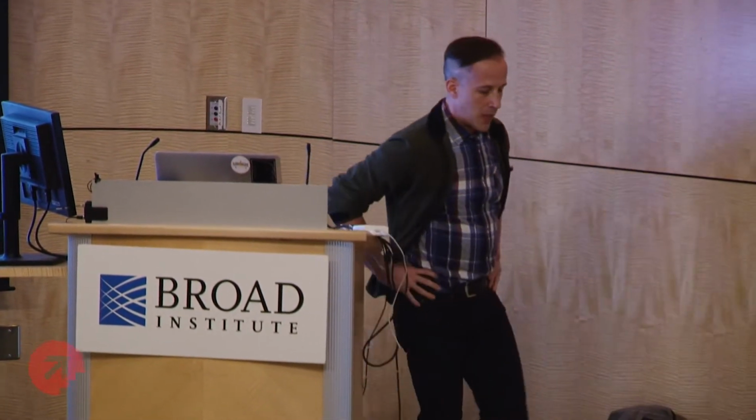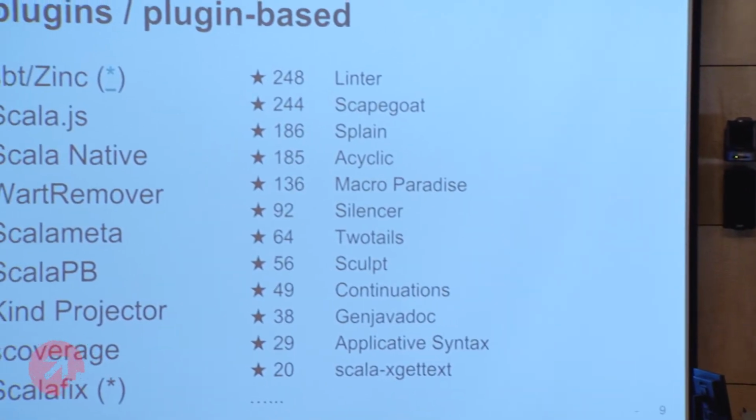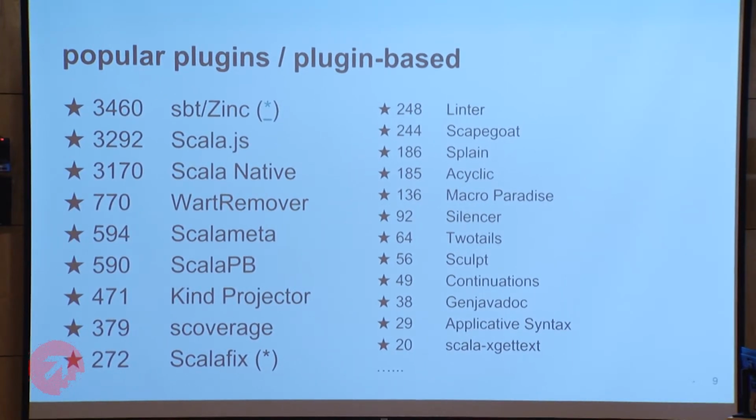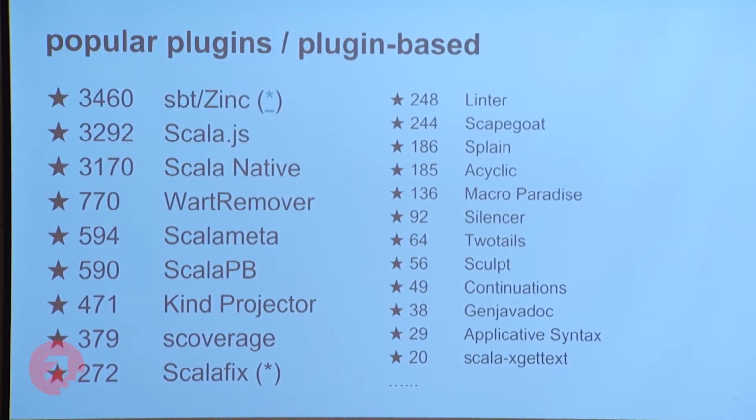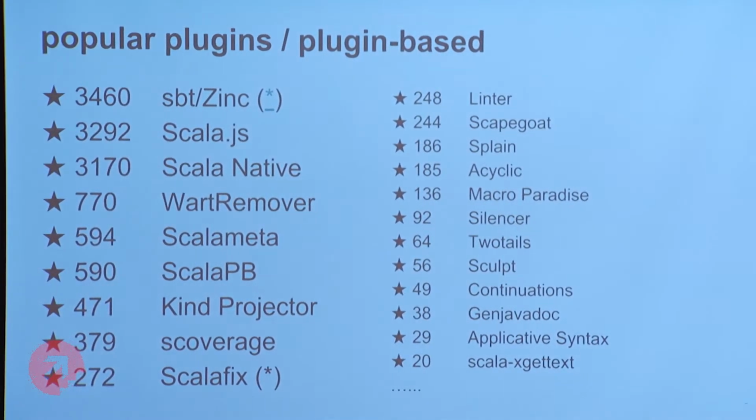All right, what are plugins? What do we use them for? I did an informal survey of what compiler plugins are out there, and these are ranked by GitHub stars. Not a perfect metric of popularity, but it's easy. So there are stars on a few of these. These are all compiler plugins. Star on SBT because it's Zinc. It's technically not a plugin, but it should be. It could easily be refactored to be one. So I thought it was worth including.